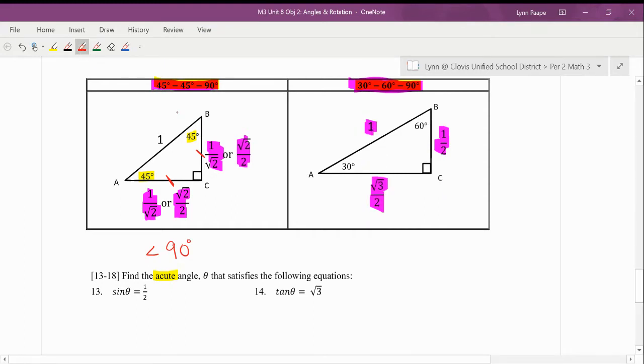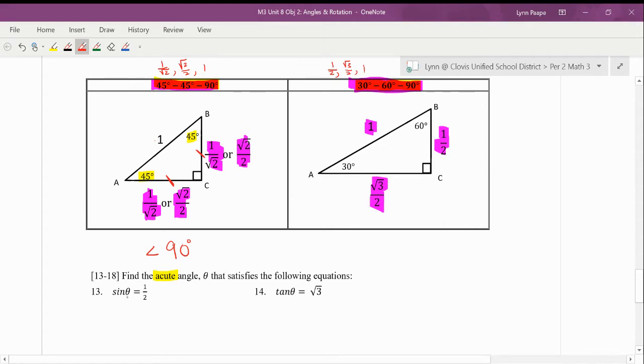I know that a 45, 45, 90 only has 1/√2 on it, or √2/2. And then, of course, it has the hypotenuse of 1. A 30, 60, 90 triangle only has a 1/2 on it, a √3/2, or a 1.